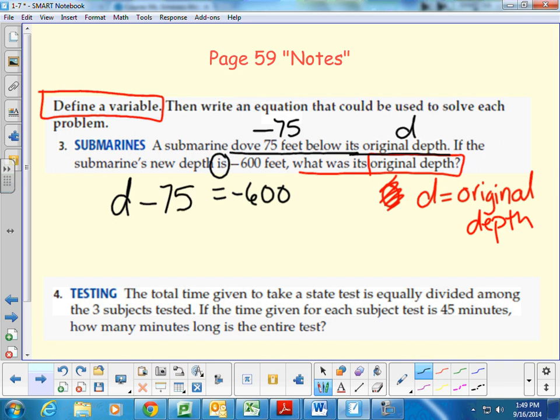Some others might do it differently, but it's the same thing: subtraction is the same as adding the opposite. So I could say from the original depth, I went down 75, add a negative 75 to get to negative 600. That is also the same kind of situation. So I can read that to make sure it matches my situation. From the original depth, we went down 75 feet and we ended up at negative 600 feet.